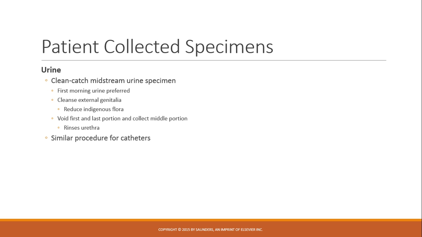So one of the first and most common types of patient-collected samples is your urine, your clean catch midstream urine specimen. Ideally you want to get it in the morning. You want to cleanse the external area to reduce the normal flora that's present. The first part of the urine flow goes into the toilet, and the middle portion of the urine is collected in the cup. And that allows for the urethra to be rinsed. This procedure is similar if you have to catheterize a patient to collect a urine sample if they can't go. The nurse should be doing the cleansing and collecting the middle portion from the catheter.